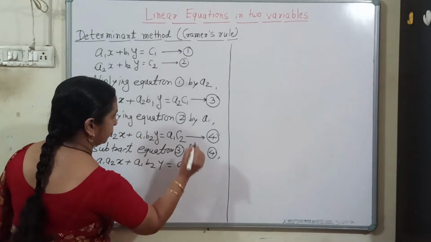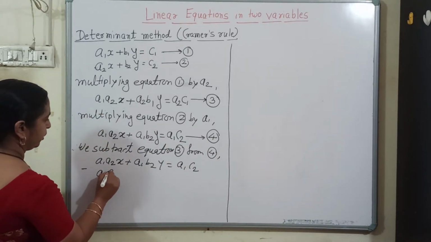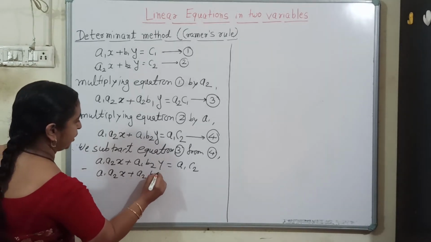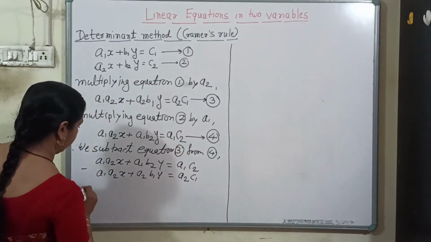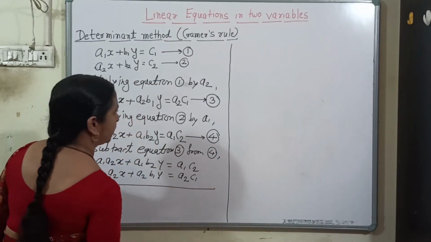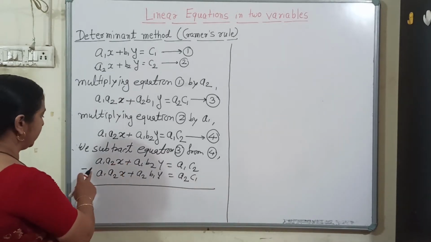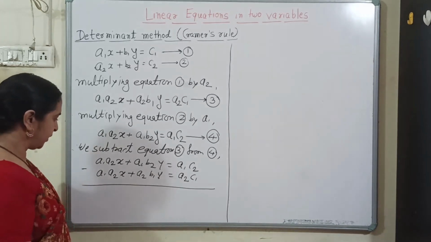a1 c2, and then we write equation number 3: a1 a2x plus a2 b1y is equal to a2 c1. We have written both the equations, equation 3 and 4. First we have written the fourth equation minus the third equation. Now actually we take the subtraction.